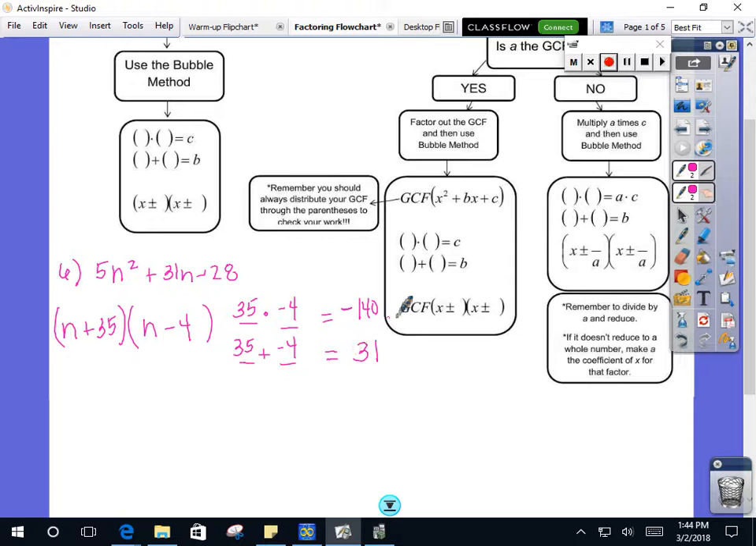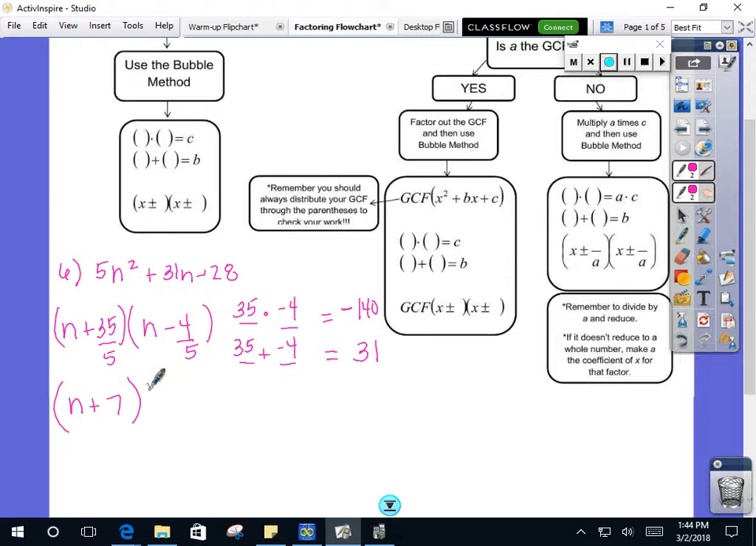Now what do we do? What does it tell you to do now? After you found the two numbers and multiplied, you divide them both by a, which is 5. And then look what it says to do. Remember to divide by a and reduce. What will this one reduce to? N plus 7. So you're done with it because it became a whole number.